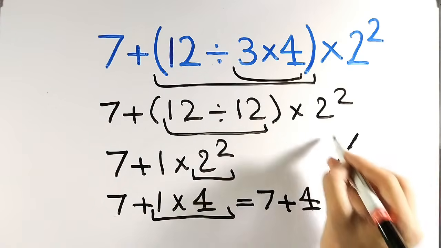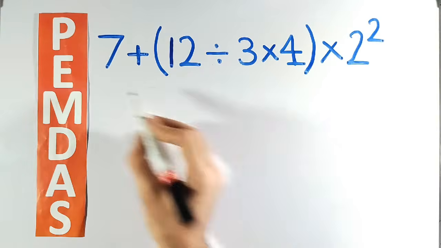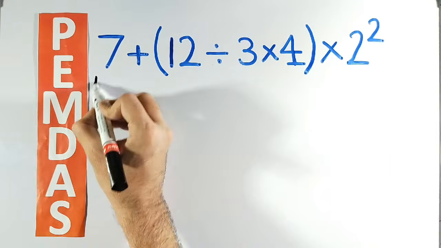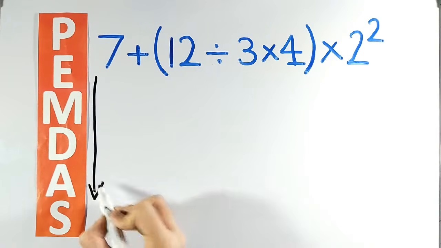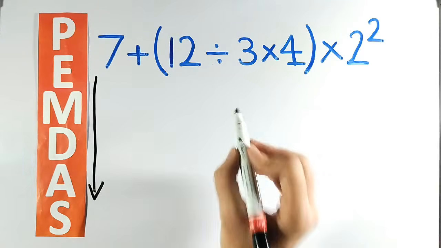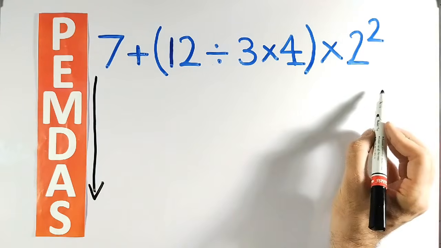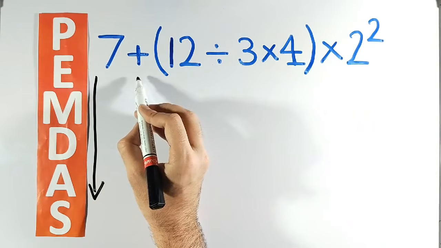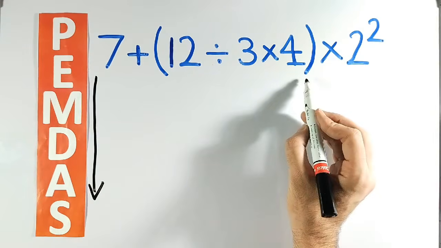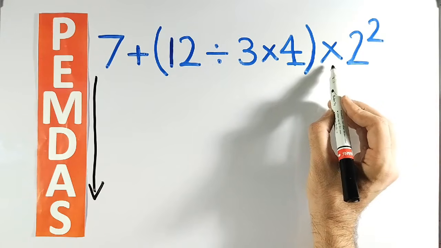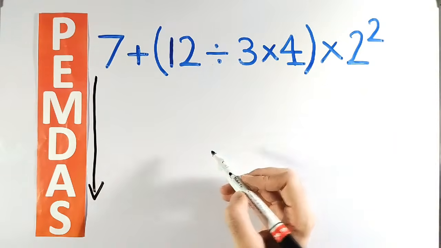But that's definitely wrong. To solve this question, we must follow the order of operations step by step from top to bottom. As you can see on the screen, in this expression, first we have an addition sign, then parentheses, followed by a multiplication sign, and finally an exponent.